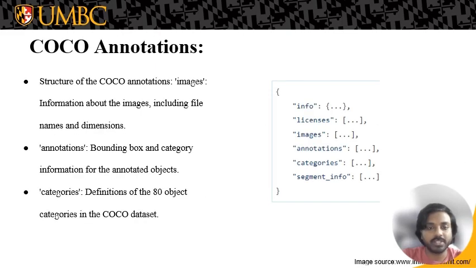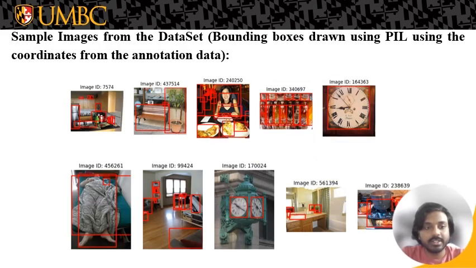COCO annotations is the place that contains all the information about each image, the bounding boxes and all. So here is the structure of COCO annotations. The images key contains all the images in the dataset, and the annotations key contains the information about the bounding box and the category information for annotated objects. The categories key contains definitions of all the 80 object categories in the COCO dataset. These are some sample images from the dataset and the objects inside them. These bounding boxes are drawn using the PIL library using the coordinates from the annotation data.